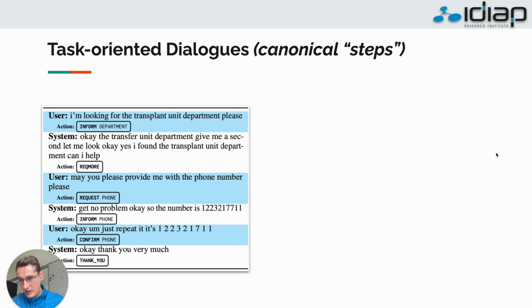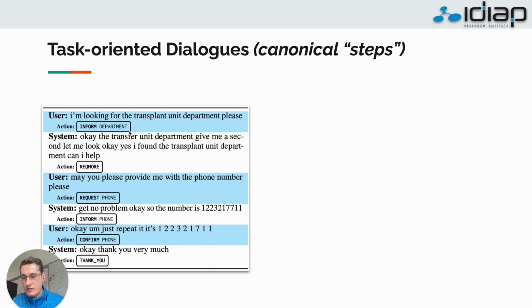But what these canonical steps are is a hard question to answer, so we decided to leverage the task-oriented dialogues literature. In task-oriented dialogues, there is the concept called dialog act, which is basically the type of utterance with respect to the communication of intent. For instance, I'm looking for the transplant unit department, please. The dialog act will be inform.